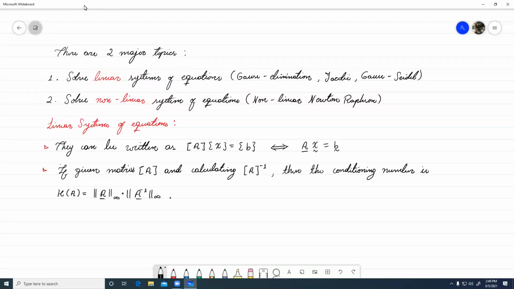And then I'm going to say, what does it represent? What does this represent when we're talking about the conditioning number? What is important to know about the conditioning number is, if K of A, the conditioning number, is small, for example, then we can say it's an accurate solution.